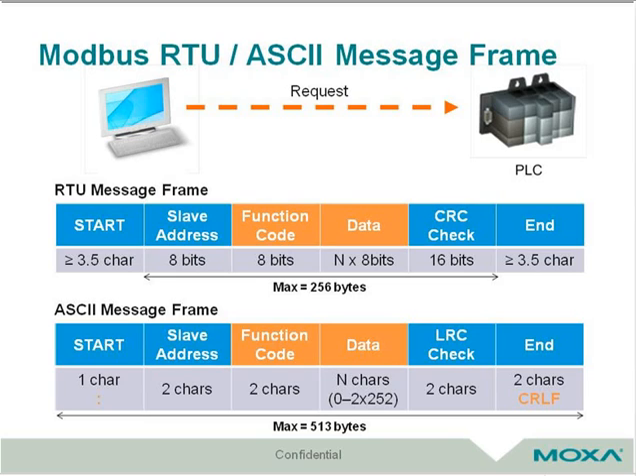Since there may be multiple slaves, the slave address is used to specify a target slave ID to respond to this request. The function code tells the slave what to do, to read or to write. And the data tells the slave where it should start to read data or write to the internal memory. And the CRC check or LRC check is for checking if there is anything wrong with the request command data.